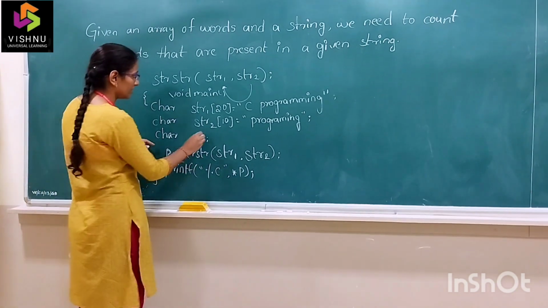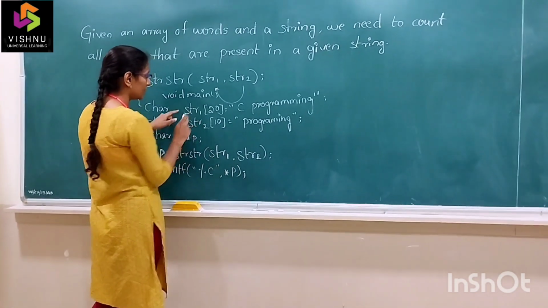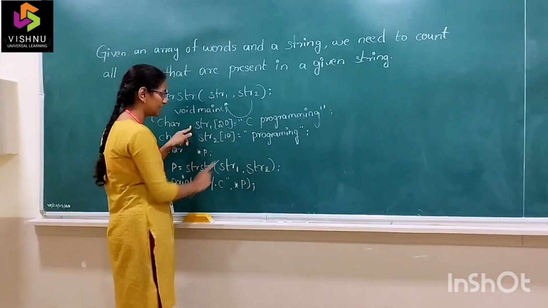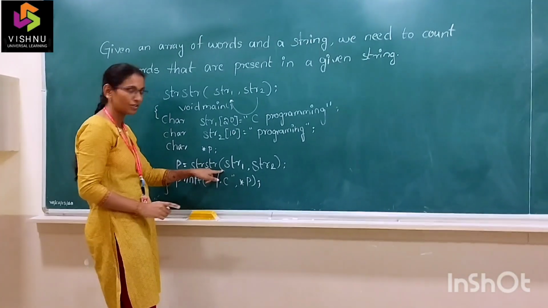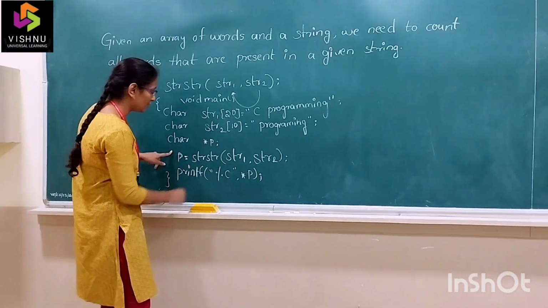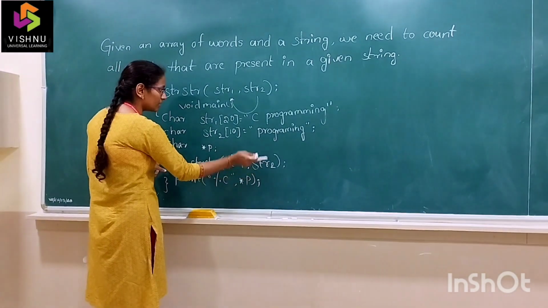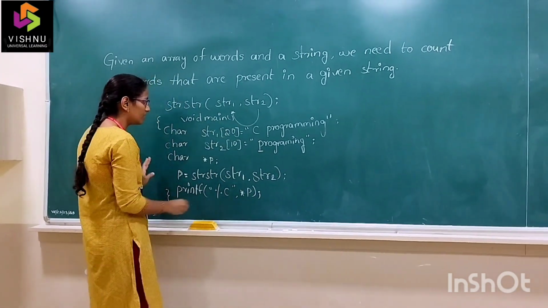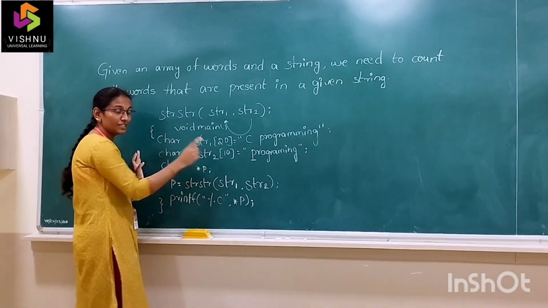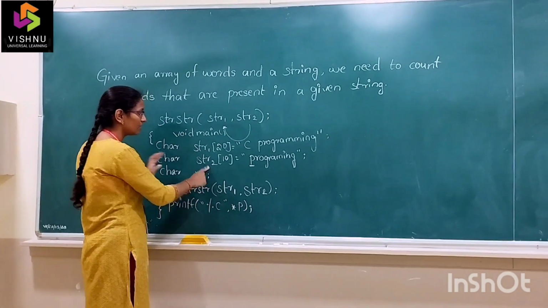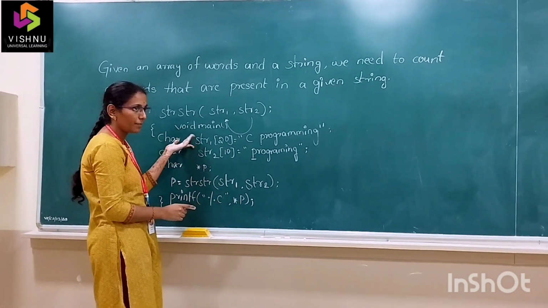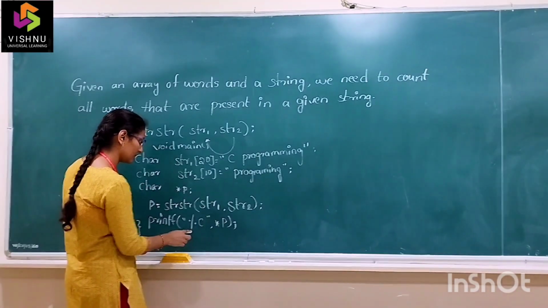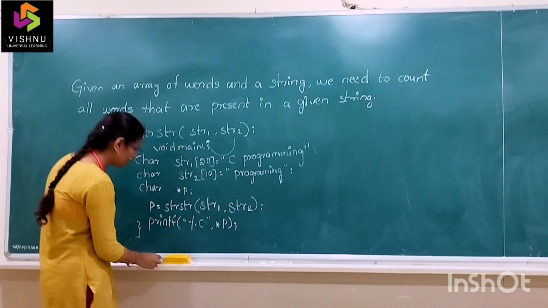Here string 2 is compared with string 1. Programming is present in string 1, so it has to return a value, right? Every function should return a value. So it returns the character p, which is the first character of the second string when it is compared with the first string. So *p prints p.